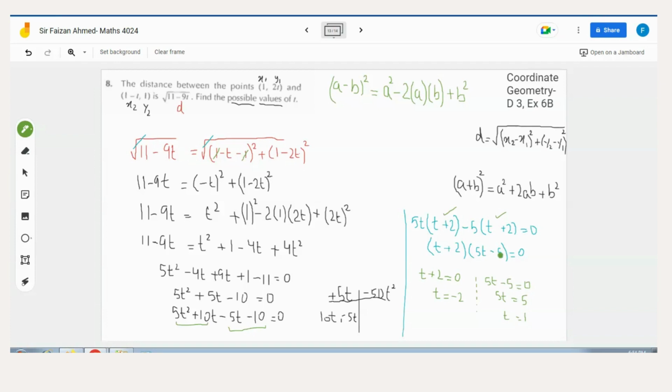Now 5t minus 5 equals to 0. This minus 5 will go to the other side and get added to 0. 0 plus 5 will give me 5. Since now I have to find the value of t, this 5 is being multiplied on this side, so it will go to the other side and get divided. So t is equals to 5 upon 5. So the other value of t is coming out as t equals to 1. Since the question was asking us to find the possible values of t, there will be two values of t. The first one is minus 2 and the second one is 1.